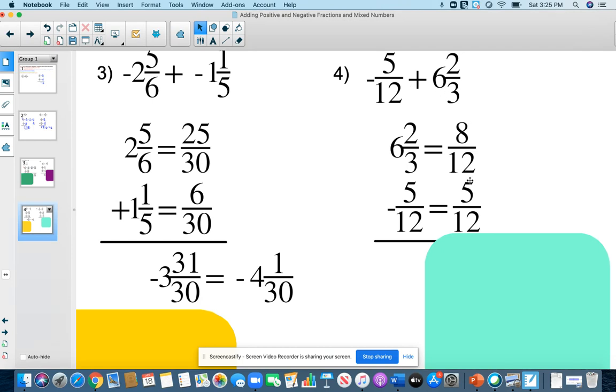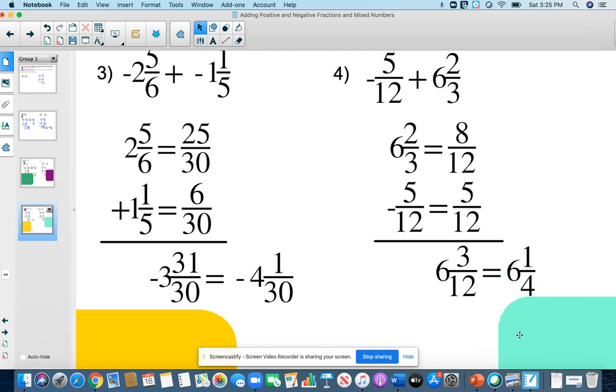Now we're going to go ahead and subtract them since the signs were different. 8 minus 5 is 3. So the numerator should be 3, and my denominator should be 12. And then 6 minus 0 is 6. And we decide if my sign is positive or negative, and it is positive because the absolute value of 6 and 2/3 is larger than the absolute value of negative 5/12. But in 6 and 3/12, you can simplify 3/12 by dividing the numerator and denominator both by 3. So 3 divided by 3 and 12 divided by 3 gives me a final answer of 6 and 1/4. So your final answer would be 6 and 1/4.